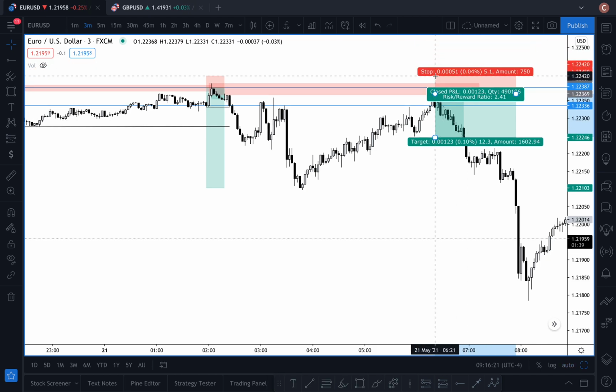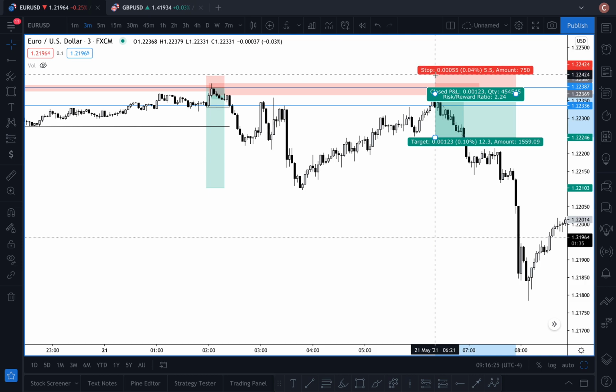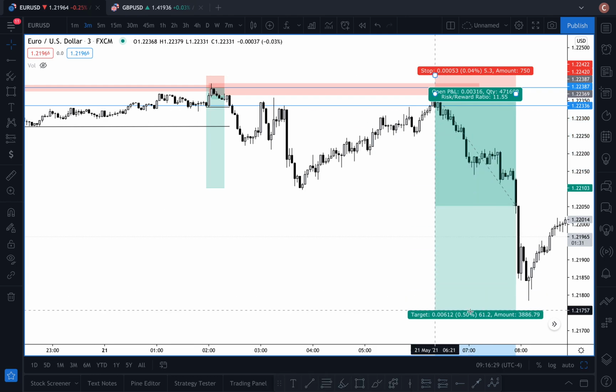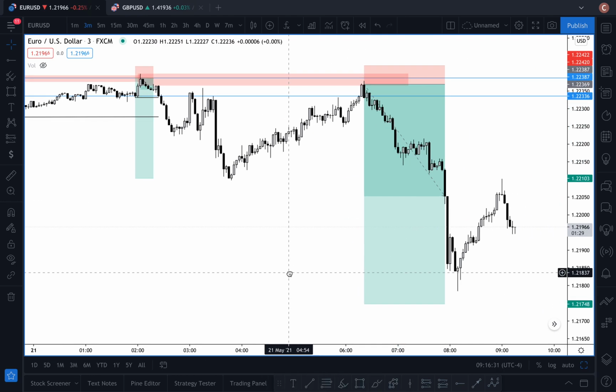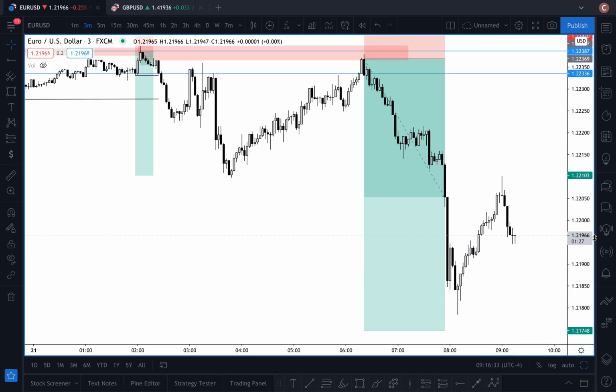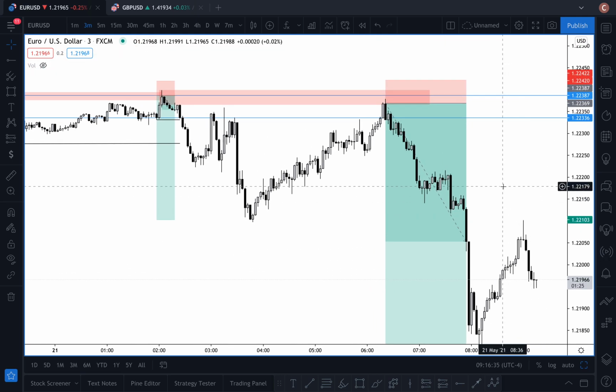Then I'll target the higher point. Let's say the higher point is there. I can say maximum I can go with 5 pips. I'm okay, I'm fine with it. Then I drop to the downside. You see what happened. Then from here, market did drop.